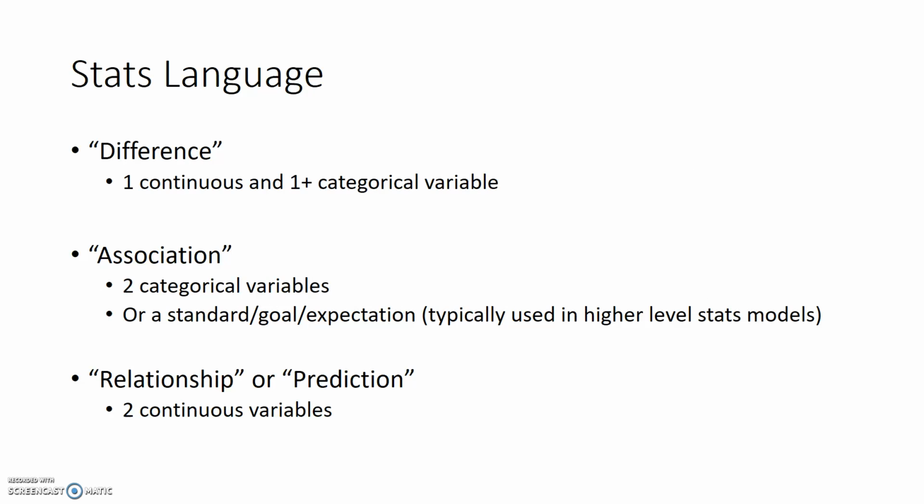Inferential statistics, we're going to start with some stats language. If you want to use the word difference, then you need one continuous variable and you need one categorical variable. If you want to use the word association, you're going to use two categorical variables. Or you can also have a standard or goal or expectation, which is used in a lot of the higher level stats. If you want to use the word relationship or prediction, you're going to need two continuous variables.